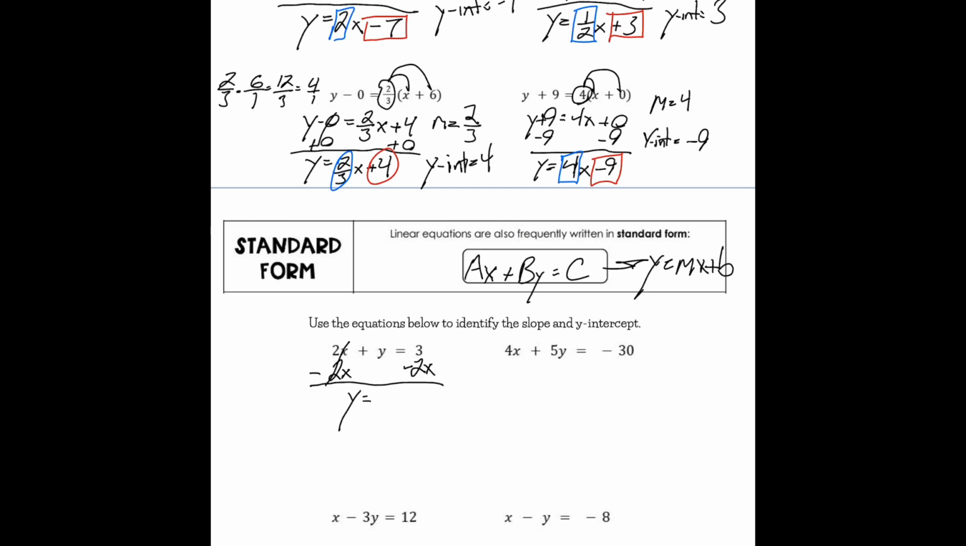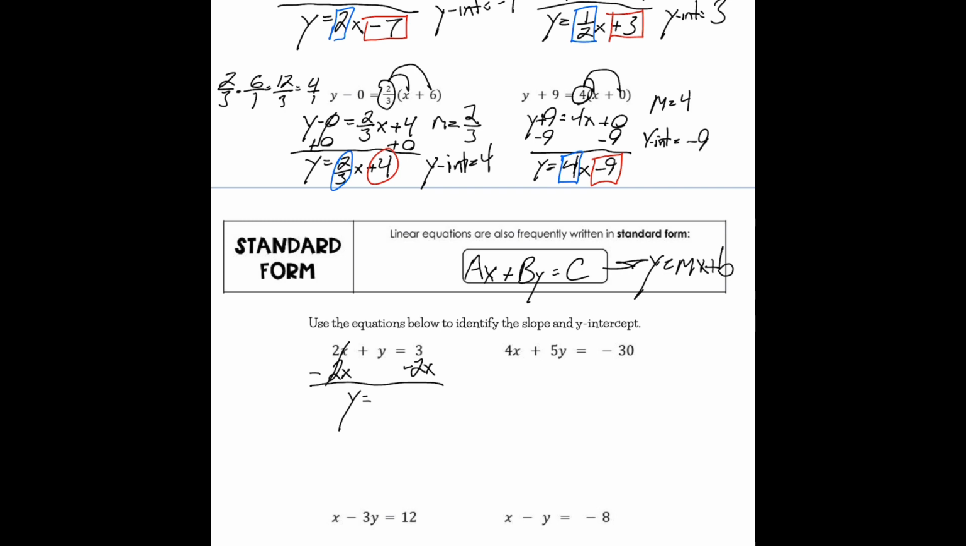I cannot subtract 3 minus 2x. There's no x on the 3, so I can't subtract those two. That 3 minus 2x is not 1x. I can't combine a term with a variable with a term without a variable.